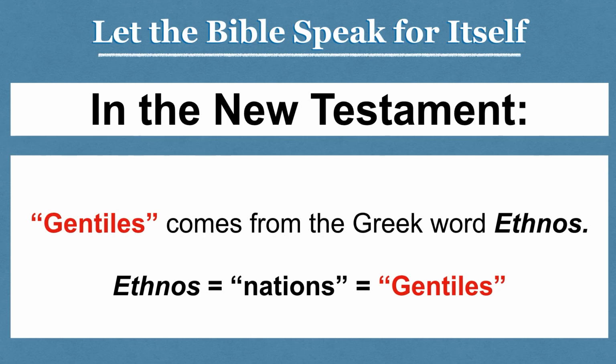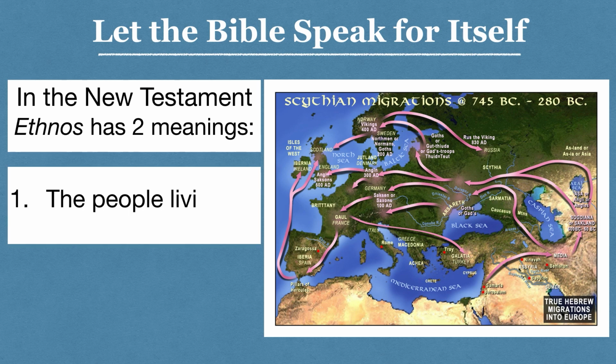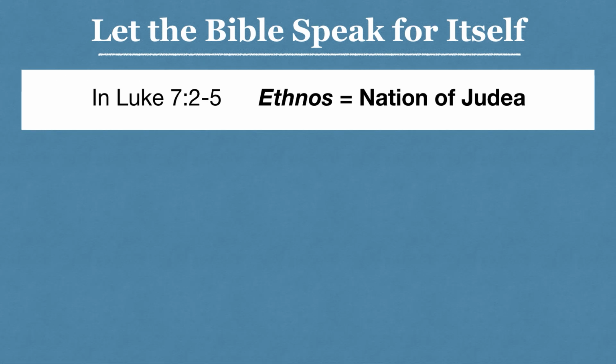The word Gentiles or nations in the New Testament was translated from the Greek word ethnos. Ethnos has two primary meanings in the New Testament. It can refer to the Judean people living in the land of Judea, or it can refer to the nations of the scattered house of Israel. For example, in Luke chapter 7, verses 2 through 5, ethnos is translated as nation.